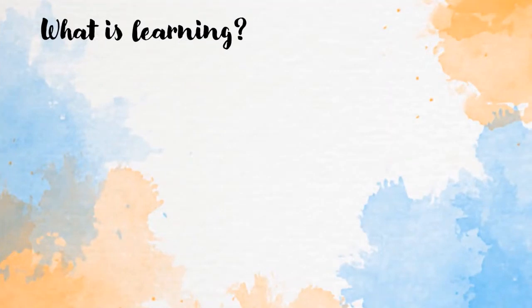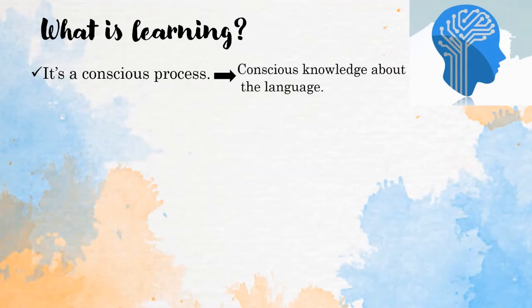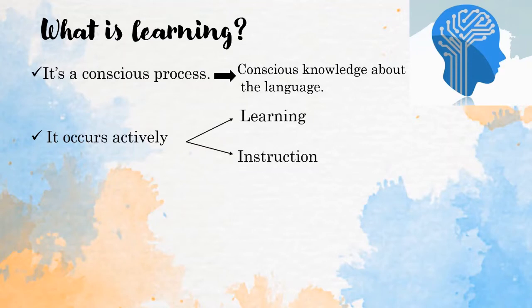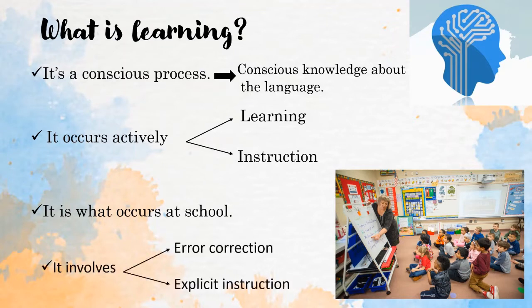Now, I'm going to explain what learning is. In short, learning is a conscious process that involves formal instruction that results in conscious knowledge about the language. Learning occurs actively through explicit or formal learning and instruction. This process is what occurs at school. For example, when we talk about rules and grammar knowledge, we are usually talking about learning. Also, this process involves error correction and explicit instruction.